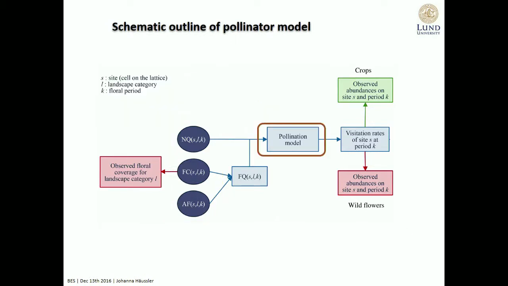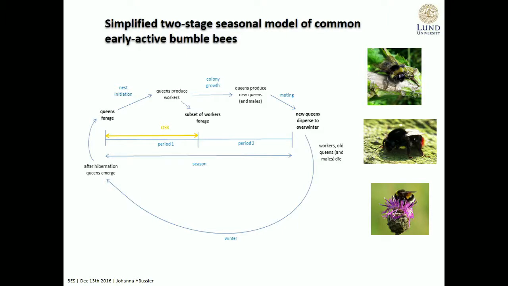Now we'll quickly go through the pollination model itself, what's going in there. Here you can see a simplified two-stage seasonal model of common early active bumblebees. They are very important pollinators in the landscapes that we look at. And so they are foraging.